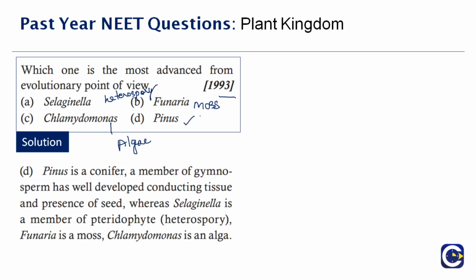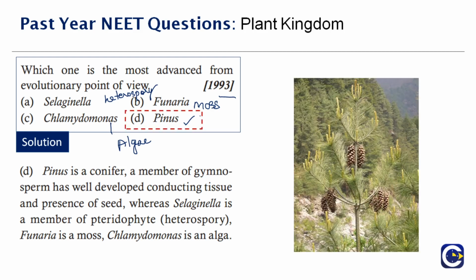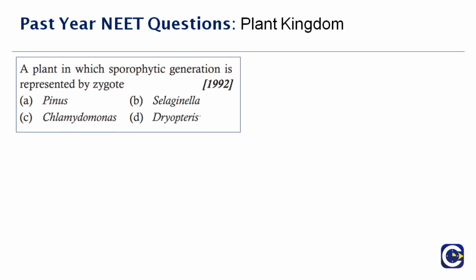So whatever I explained so far is given in the solution part also. Pinus is a conifer and it belongs to gymnosperms, has a well-developed conducting tissue and the presence of seed, which makes it more special and very advanced from the evolutionary point of view. Therefore the correct answer is option D, Pinus. And on your right side you can see a picture that shows a pine tree. Okay, now let's move to the next question.